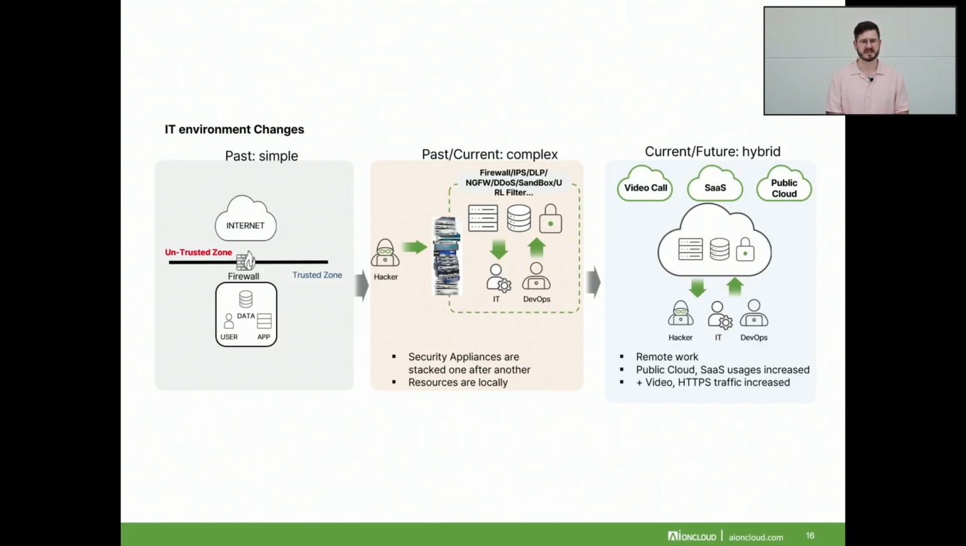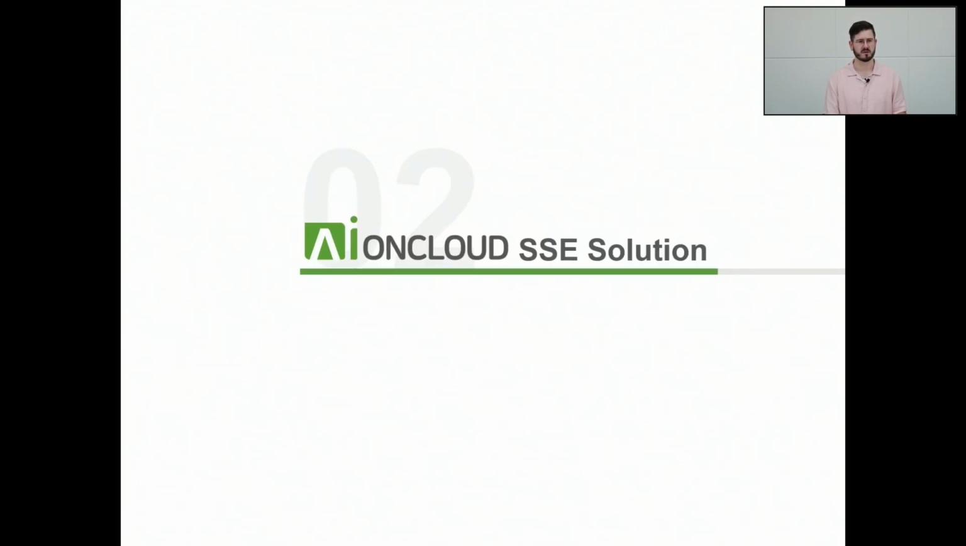So these reasons and more are why the network security model has to change. And to do that, one of the main ways is by moving the gateway and security solutions onto the cloud. And that is what is known as an SSE, or what you can see here on the right side. So let's look at this model in a little more detail. Let's look at AIONCLOUD's SSE solution.